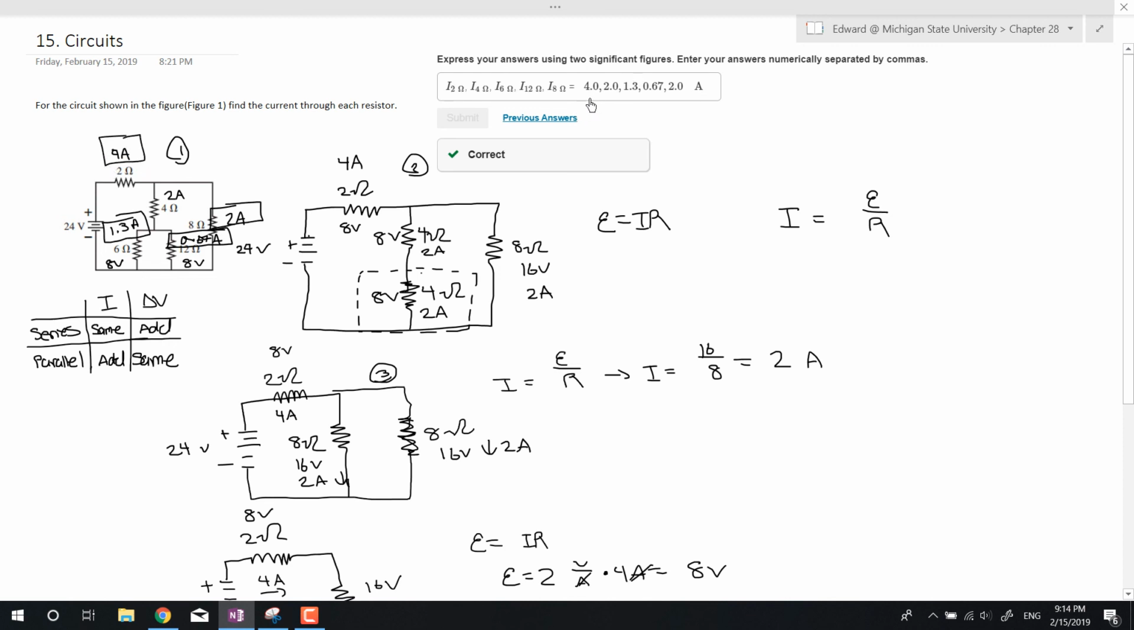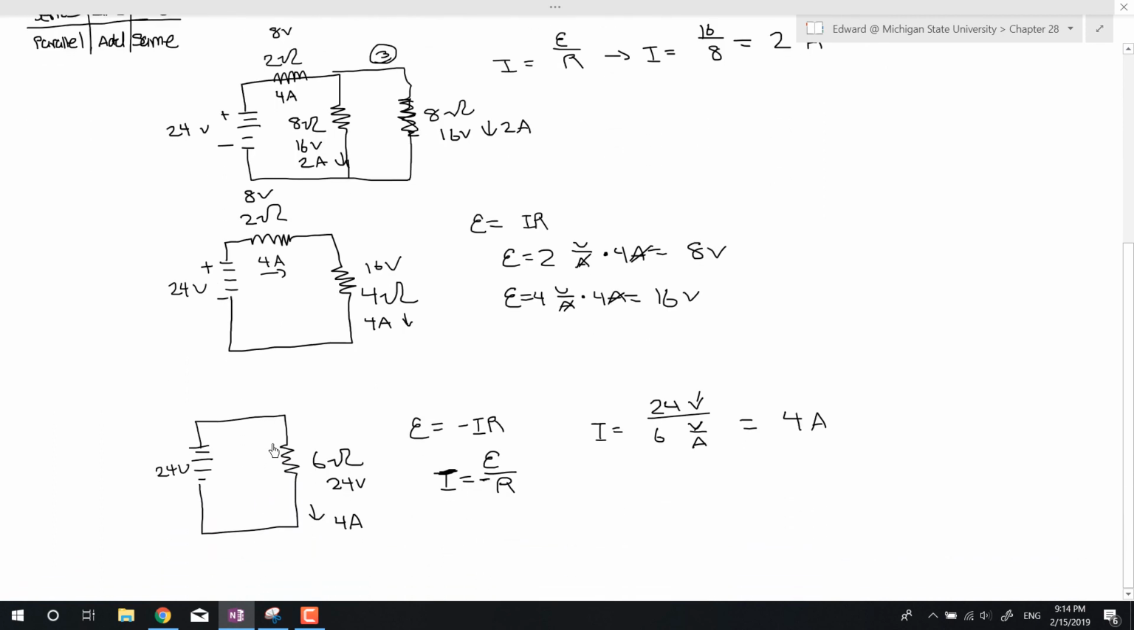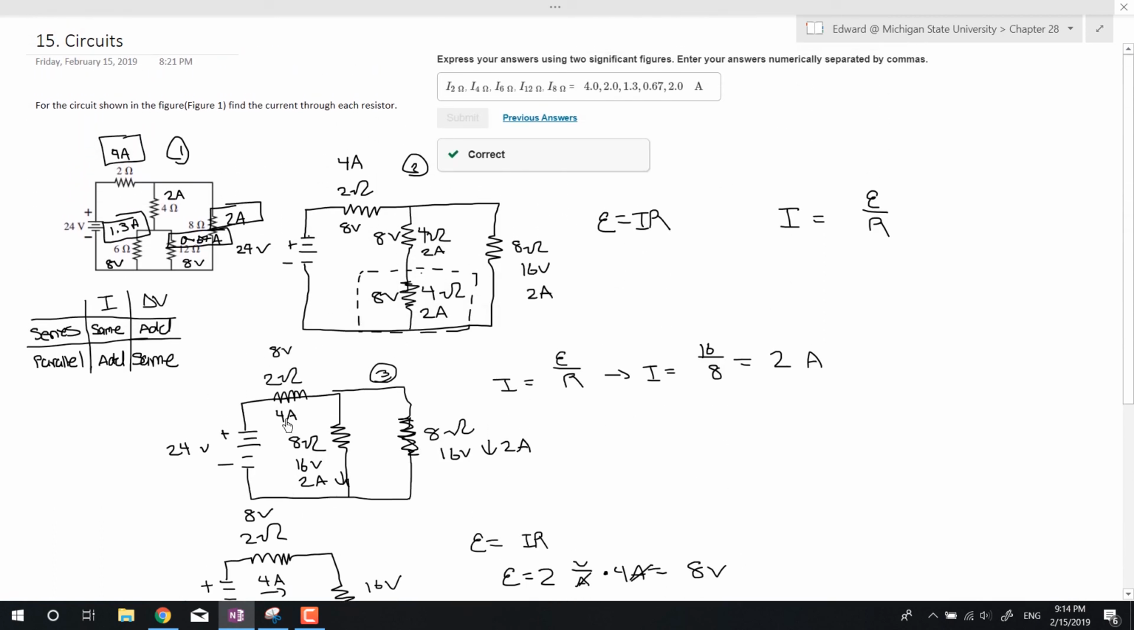So checking our answers, I at 2 ohms is 4, which is correct. Current at 4 ohms, that's right here, which is 2, which is correct as well. The current at 12 ohms, 0.67, which is correct, and the last one at 8 ohms, which is right here, 2 amps, which is all correct. So that's basically how you do it. Just like I said, you have to break it up into the simplest circuit and then work your way backwards. Just follow the textbook, guys.